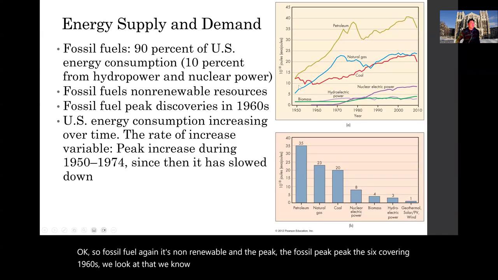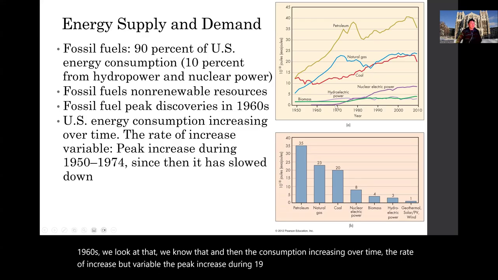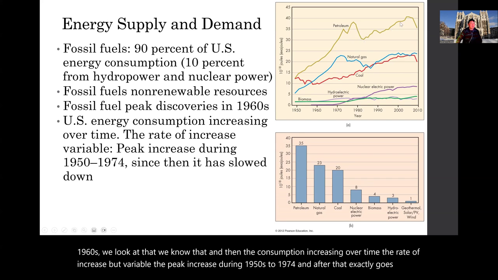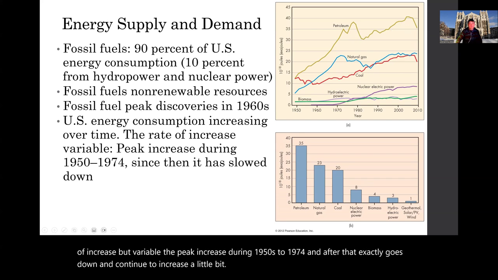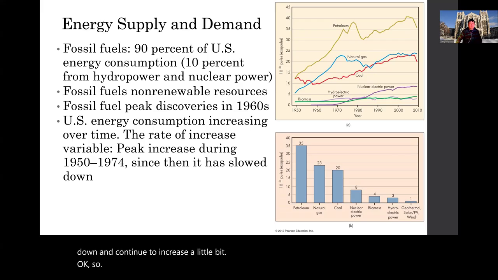And then the consumption increasing over time, the rate of increase variable, with the peak increase during the 1950s to 1974, and after that it goes down and continues to increase a little bit.